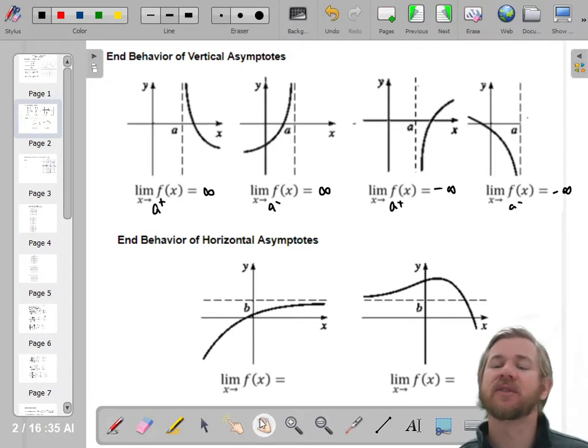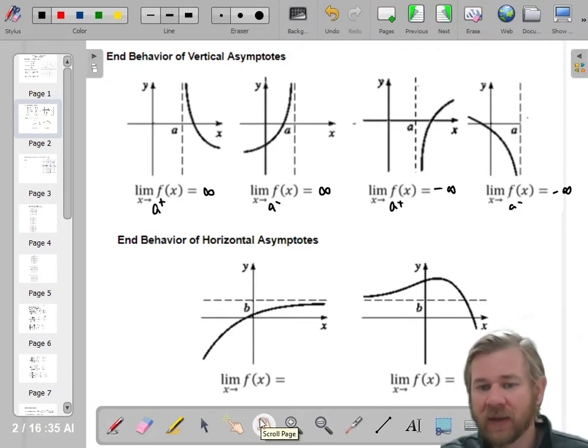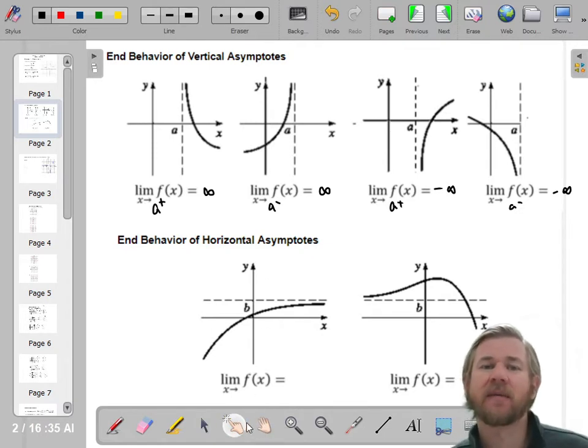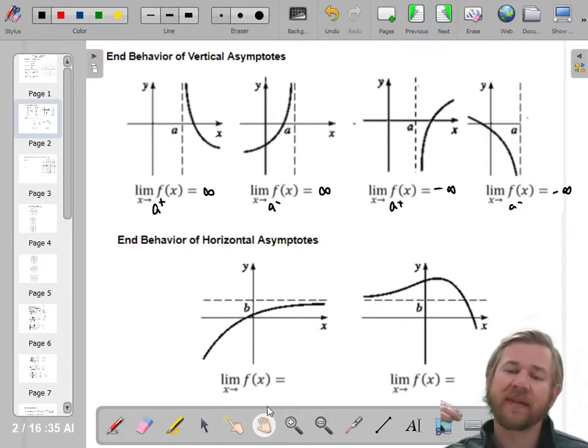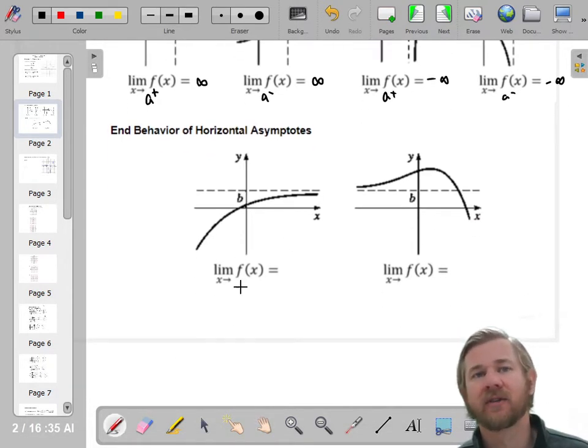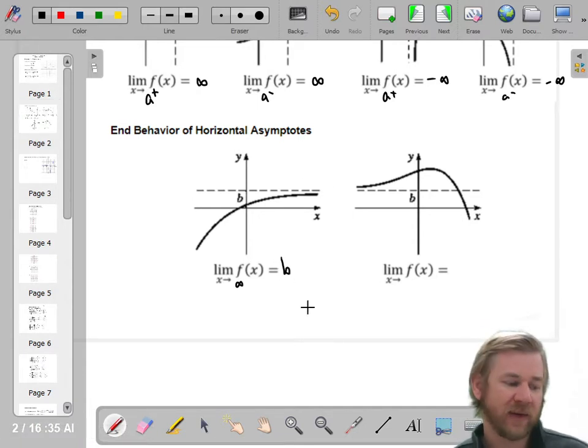Now, horizontal asymptotes don't have like it above or below. We don't say like it's approaching from below. It's just not something that we talk about because we're usually talking about the x's, not the y's. So when we say x goes to infinity, we're saying it's approaching y equals b, and we don't have like above or below.